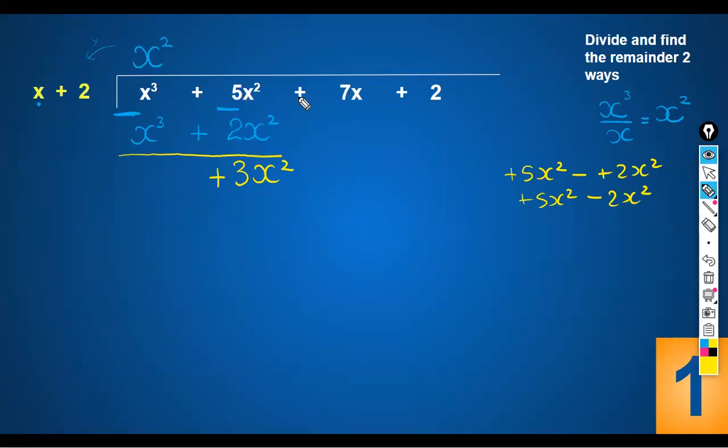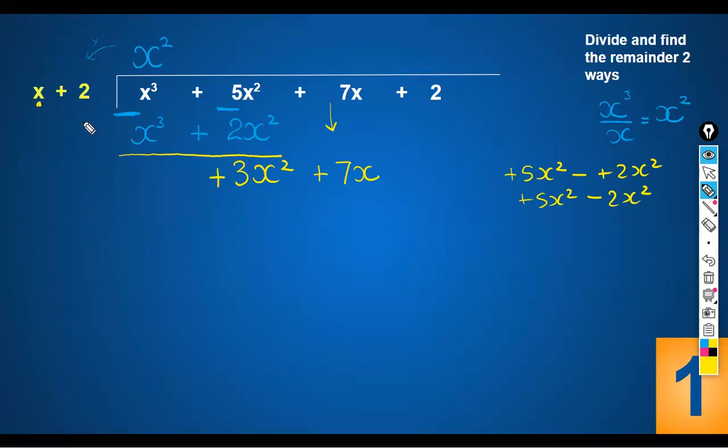Who's next in line? Who haven't we done anything with so far? The positive 7. So what's going to happen? The positive 7x is going to drop down and join the party. So the positive 7x is going to drop down here. Write the signs, and we're going to repeat the procedure.